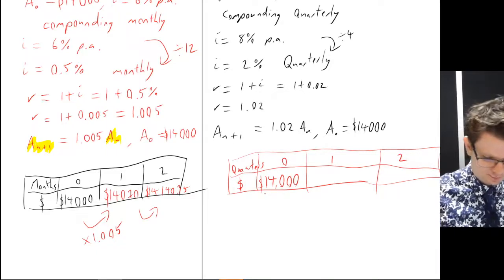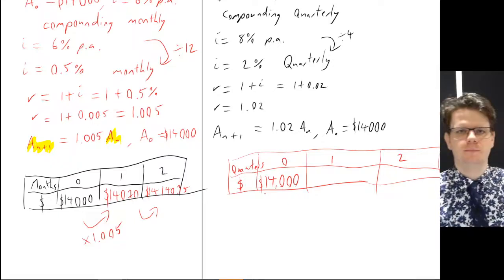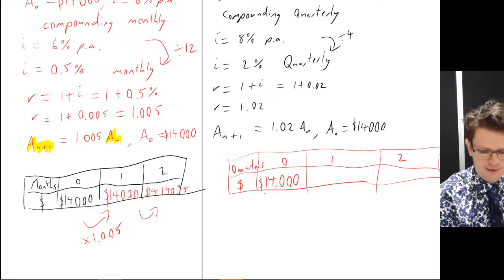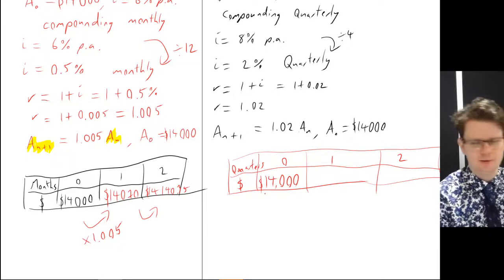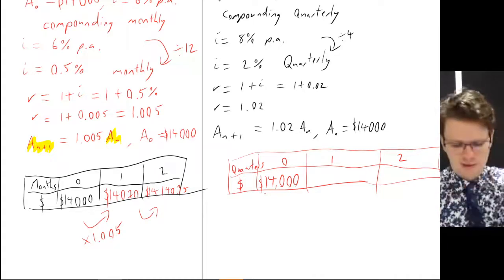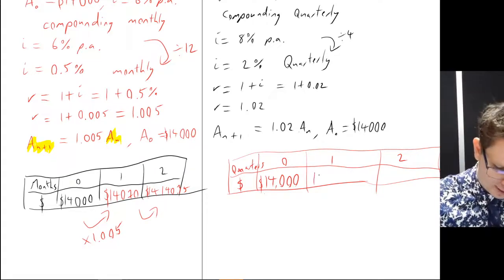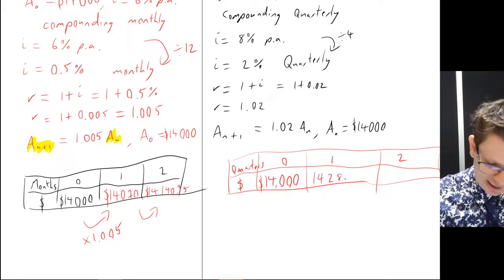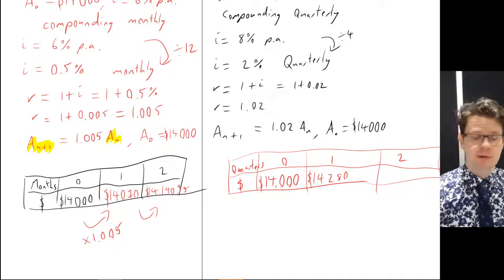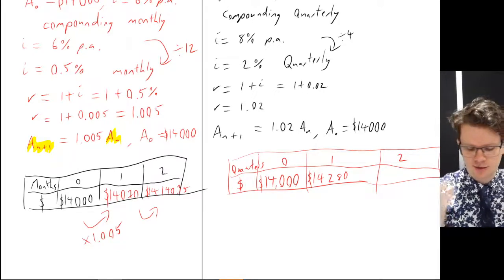Alrighty, so hopefully you've had a go. Well, for your one, you have a different R value than mine. Your R value is 1.02. So on my calculator, I've just got to make sure I pop that in. And for the next quarter, I'm going to have $14,280. So a quarter is about 3 months, so in 3 months' time, you're going to have $280 extra.